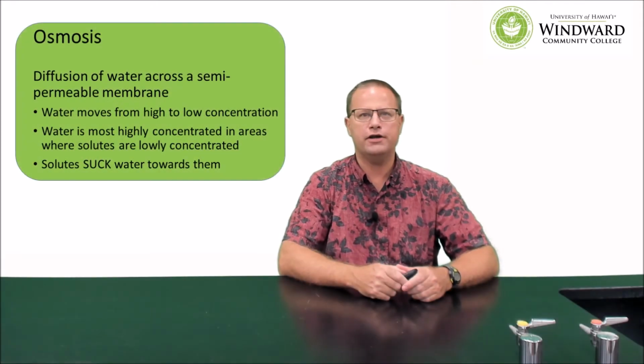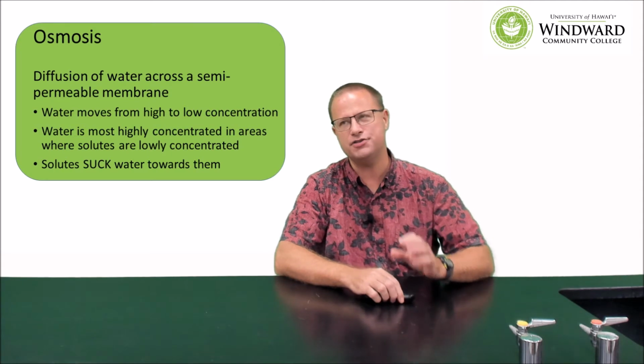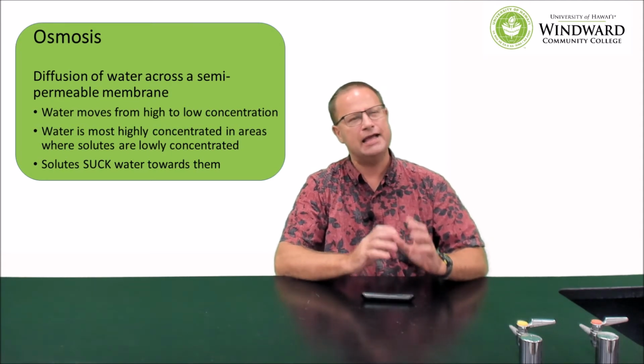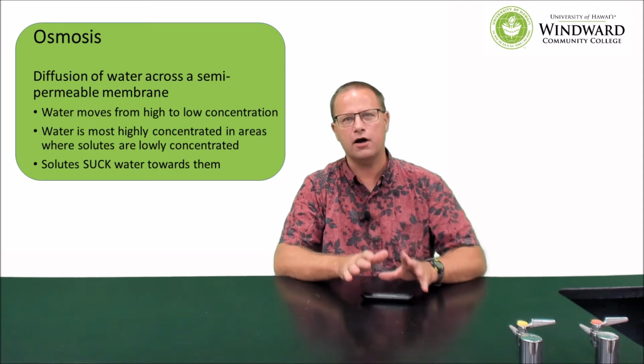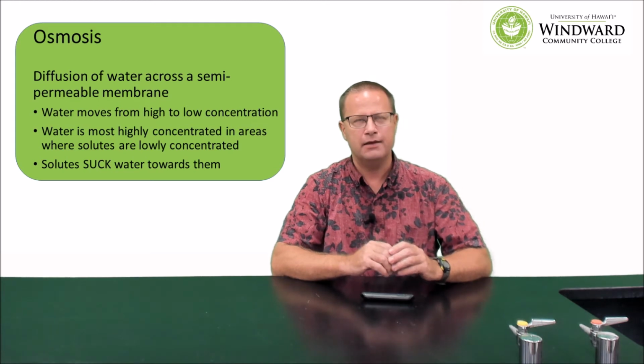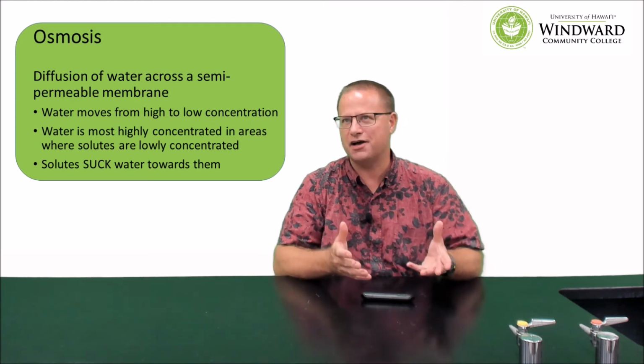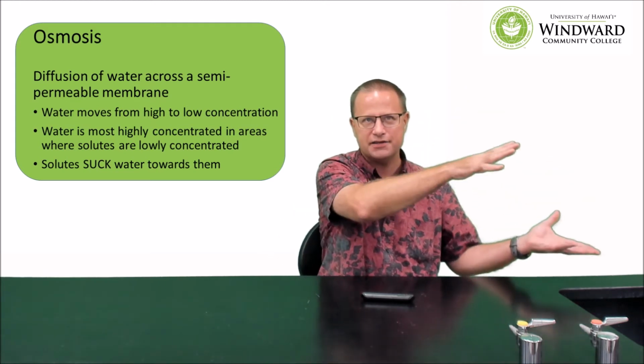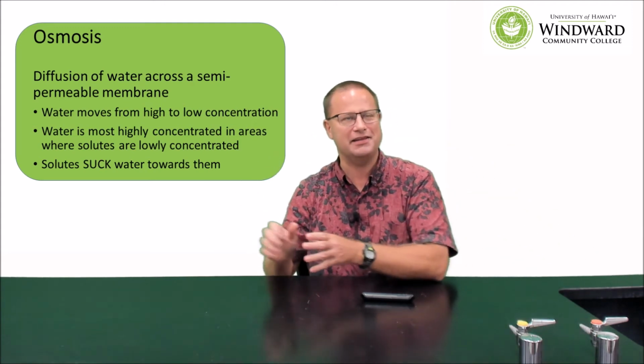Okay, now we're going to go on and talk about osmosis. Now, osmosis is a special type of diffusion. It's the diffusion of water across a semi-permeable membrane. Now, water acts just like any other solute. It wants to go from an area where it's highly concentrated to an area where it's not highly concentrated.